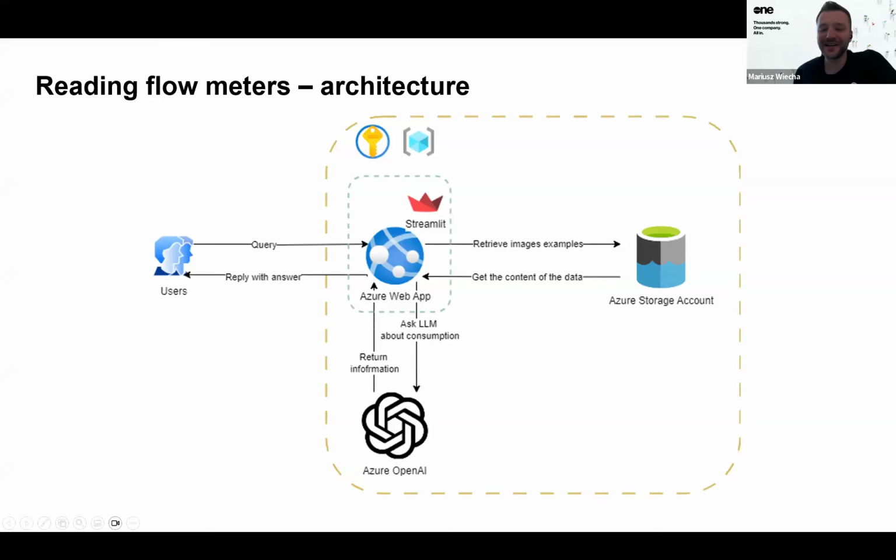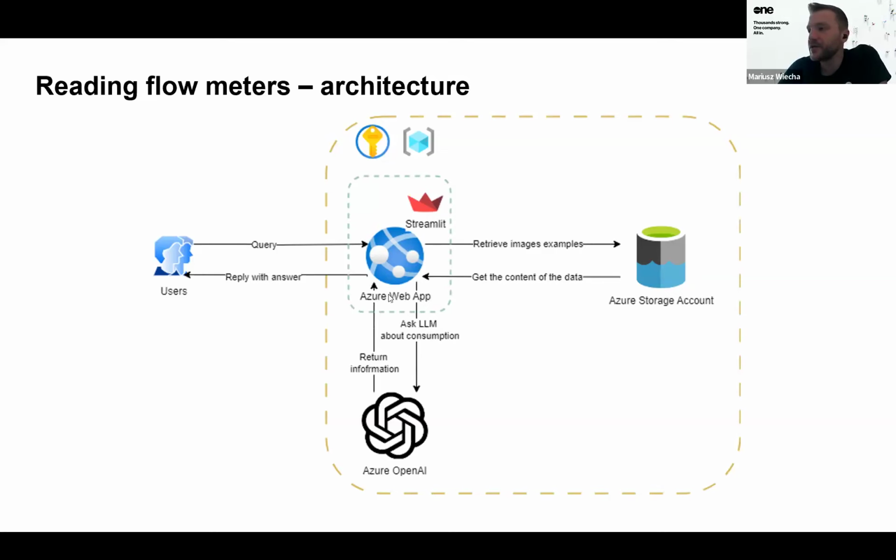Okay, so in this architecture, we leverage several core Azure services, like Azure Web App, Azure OpenAI, and Storage Account. This solution demonstrates how cloud resources and GPT in Azure OpenAI can be integrated to process flow meter images and retrieve data, like the meta content from the image.